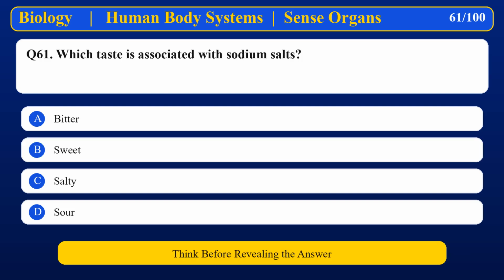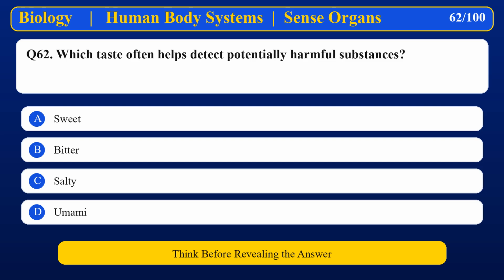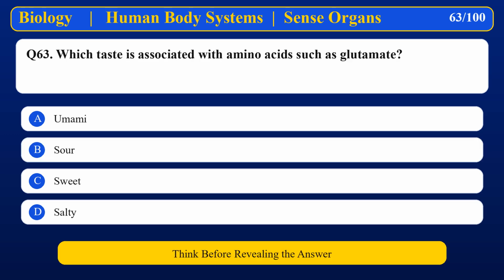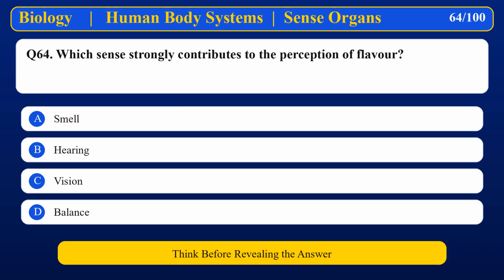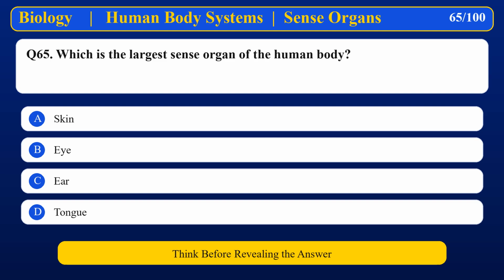Sour. Which taste is associated with sodium salts? Salty. Which taste often helps detect potentially harmful substances? Bitter. Which taste is associated with amino acids such as glutamate? Umami. Which sense strongly contributes to the perception of flavor? Smell. Which is the largest sense organ of the human body?